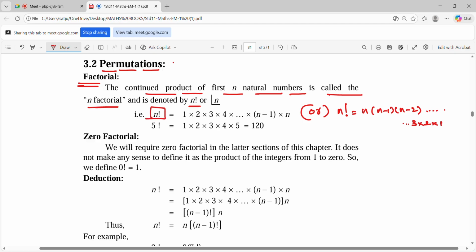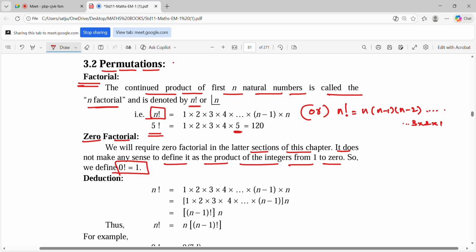Here, this n factorial you can write from 1 onwards up to n. For example, 5 factorial is nothing but 1 into 2 into 3 into 4 into 5. You guys know about 0 factorial. 0 factorial is nothing but 1. We will require 0 factorial in the later sections of this chapter. It does not make any sense to define it as a product of the integers from 1 to 0. So we define 0 factorial as 1.